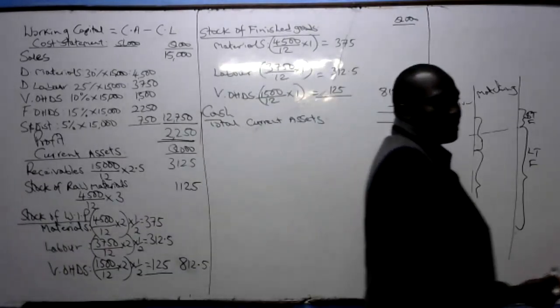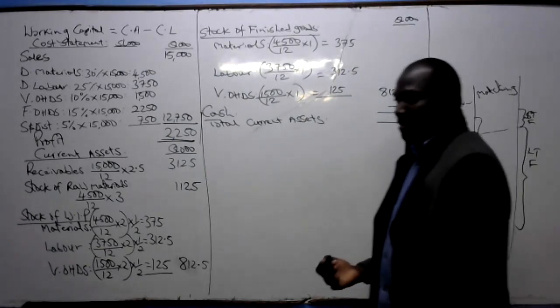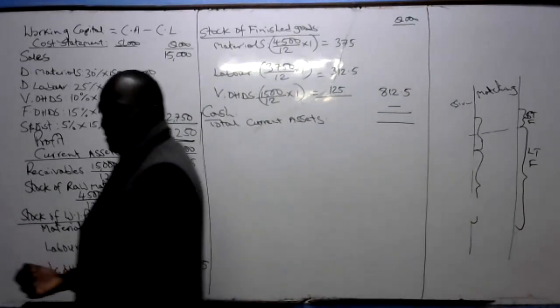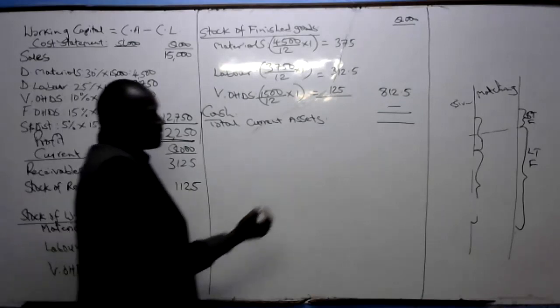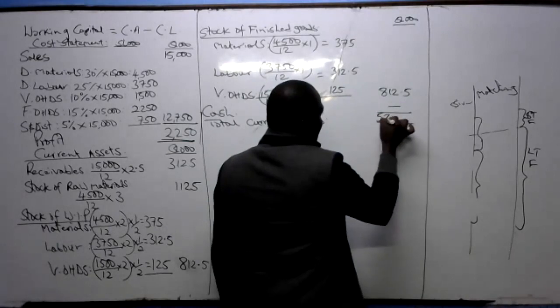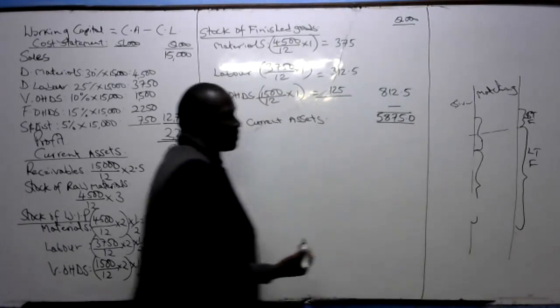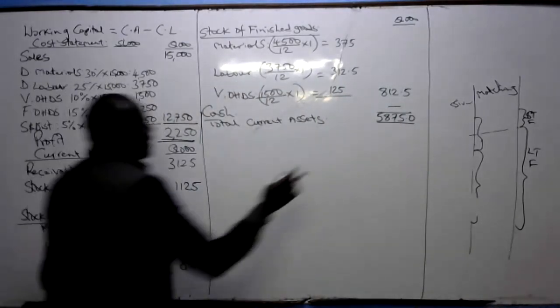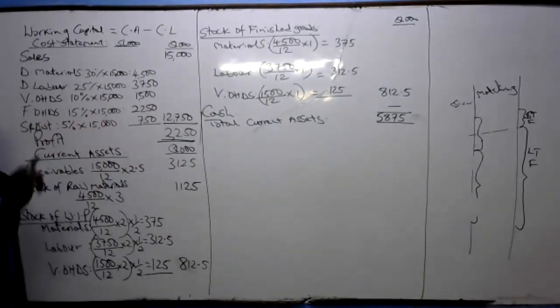Giving us 58, 75.0, 58.75. Let me not fall in love with points, then if they're not there.